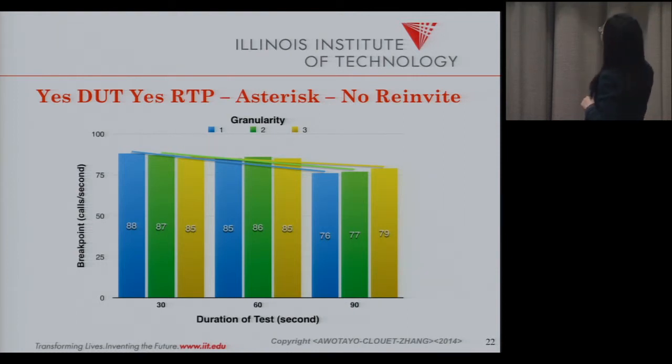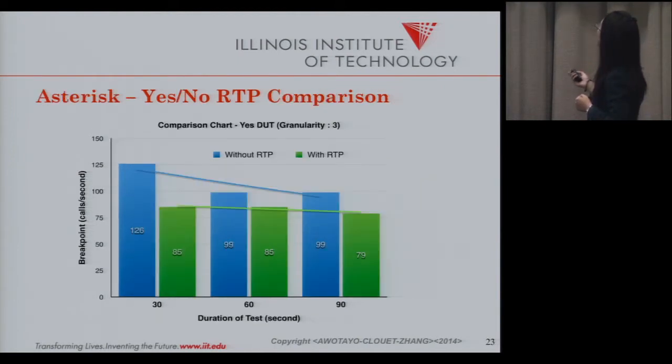You can see the value of breakpoint is not influenced by the granularity and the duration of test. And this comparison chart can show us that if we use RTP, the value of breakpoint is much lower than the situation without RTP. Why? Because if we send the RTP, we use a lot of resource of our computer, so that's the reason.